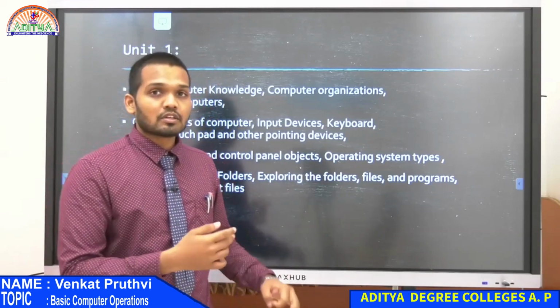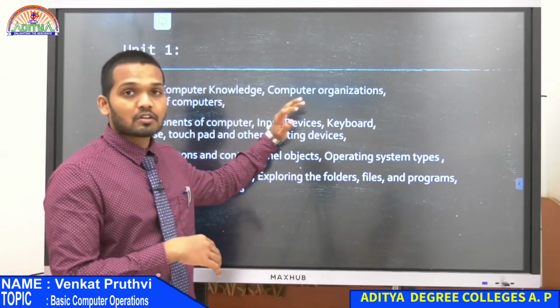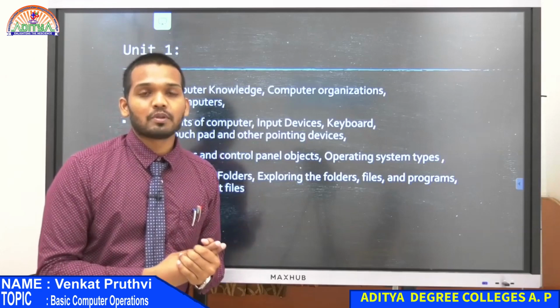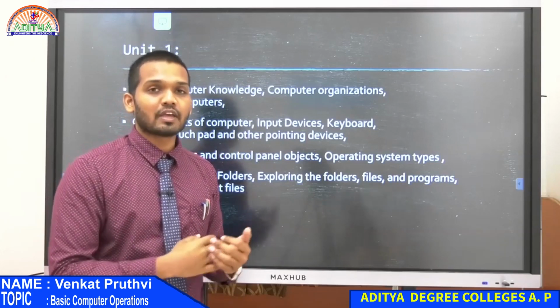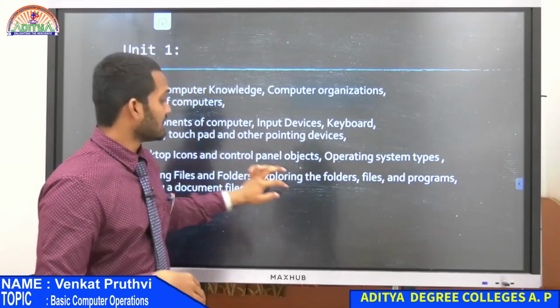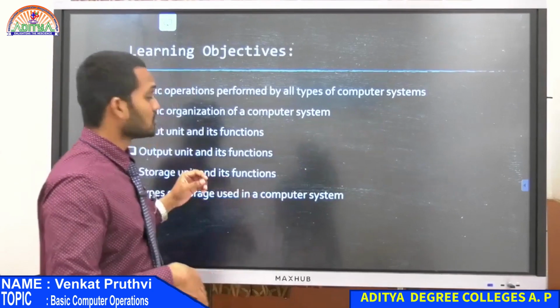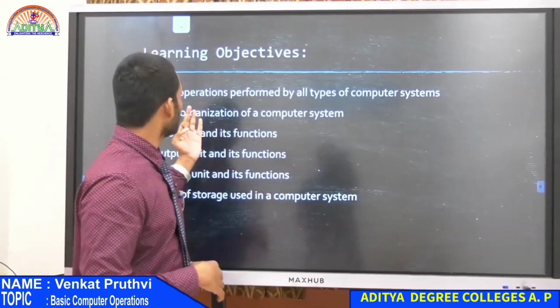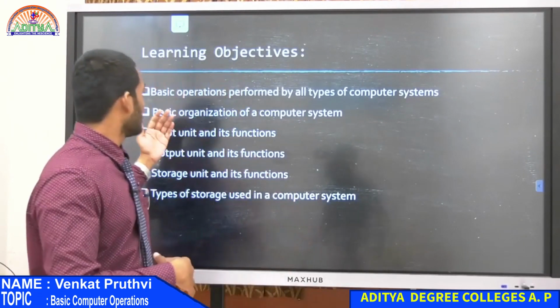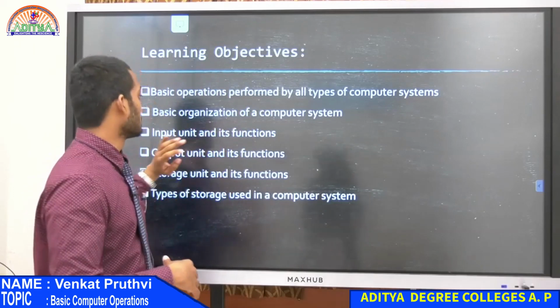Let's get quickly into today's topic, where we'll be talking about computer organization. What are the components, or how many kinds of components do we have inside a computer, and also we'll discuss the input devices. So today we are going to discuss the different operations performed by all computing systems, and then the basic organization of a computer system.